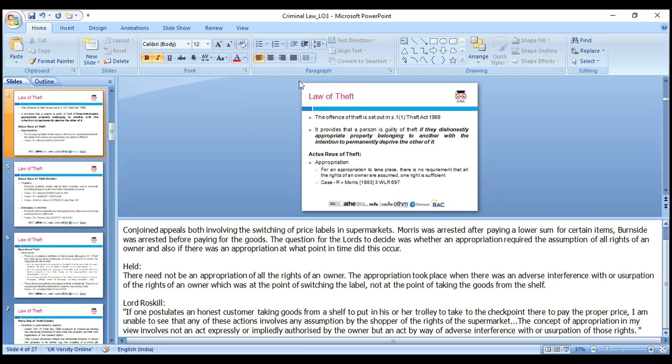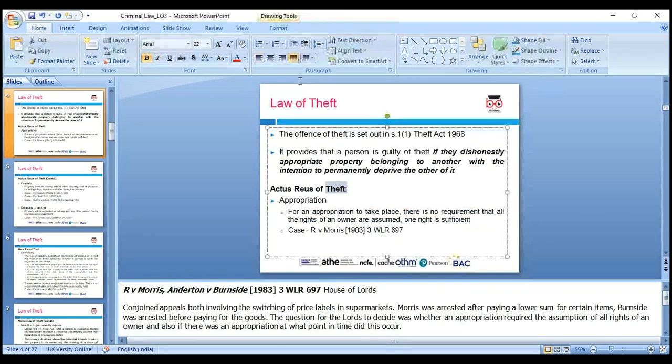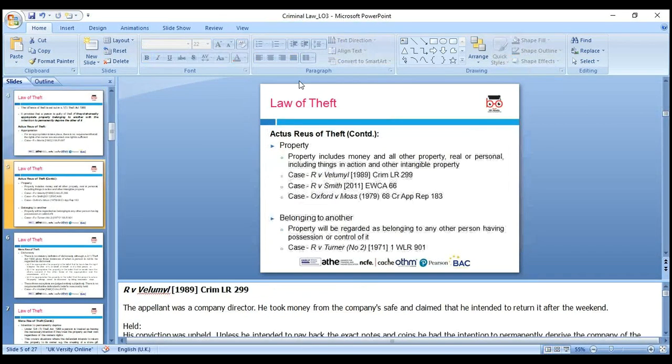Whose right is it to change the tag? The owner, not the customer. So there is a view. So that case was held, and that's been charged. So this is one of the rules of theft. We're looking at the law of theft under section 1.